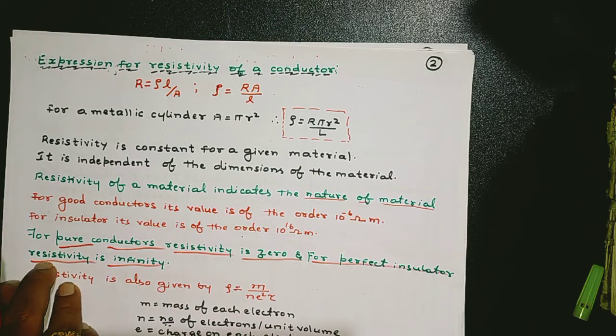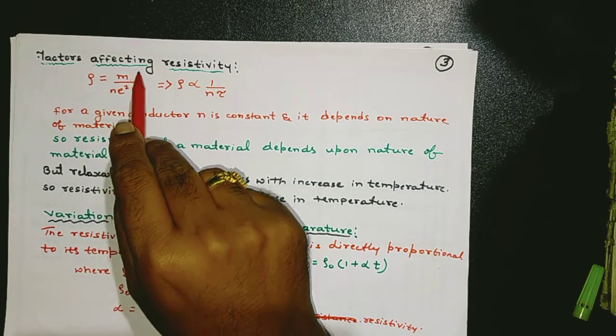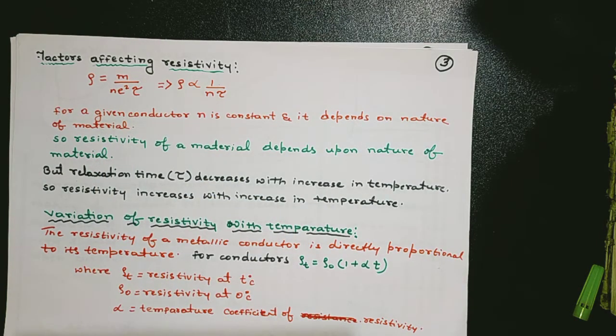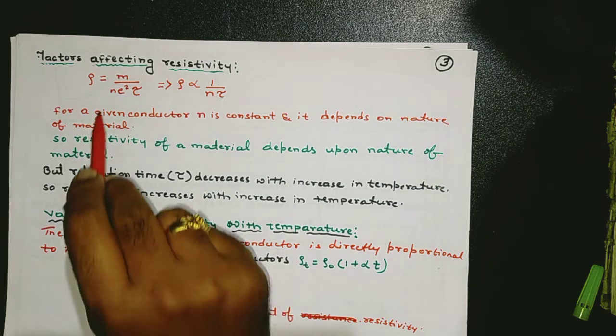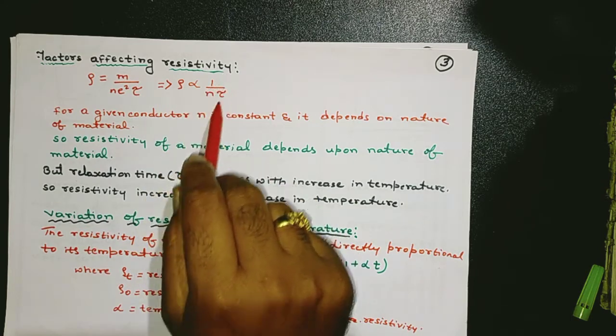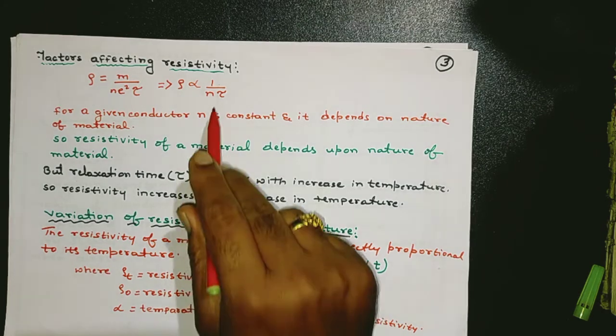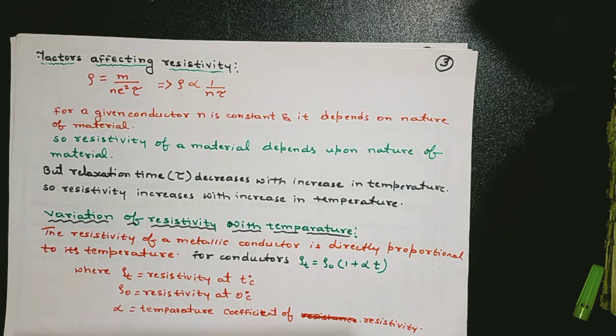Next is, what are the factors affecting the resistivity of a material? You know that resistivity is given by m by n e square tau. But remember, m, the mass of an electron, is constant, that doesn't vary with any parameter. E, charge on an electron, is also constant, that also doesn't vary. So rho varies inversely as n and tau. N is the number of free electrons per unit volume of a conductor. Tau is the relaxation time.